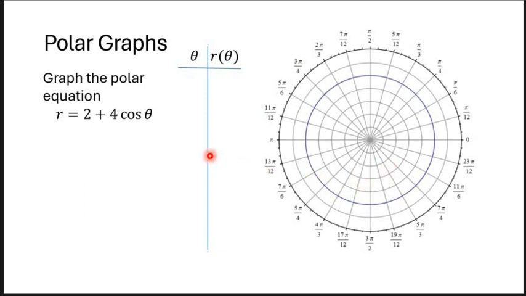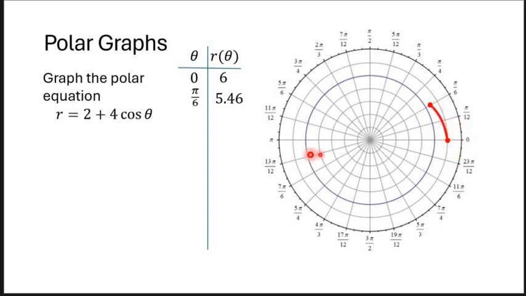So let's go ahead and plug some numbers in. If I plug in 0, the cosine of 0 is 1. 4 times 1 is 4. 4 plus 2 is 6. So if I plug in 0 for theta, I get 6 for the radius. That's this point here. And then I'm going to plug in pi over 6, that angle. So if I plug in pi over 6, the cosine of pi over 6 is the square root of 3 over 2. When you multiply that by 4 and add 2 to it, you get 5.46. Then we graph that point, and then we can connect those dots with a smooth curve.